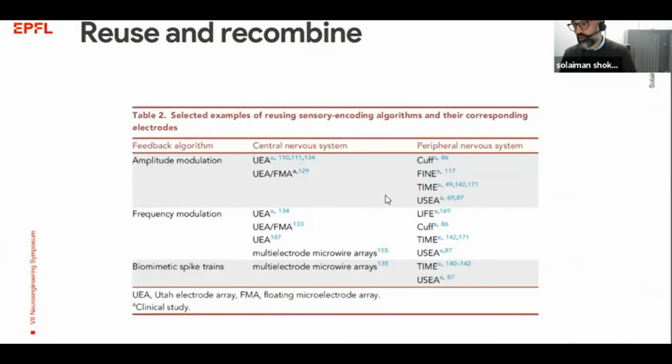Here we have nice examples of how the same encoding algorithm, if you're more from an algorithmic point of view or a computer scientist, has been used for sensory feedback by groups that were working in the central nervous system and groups that were working on the peripheral nervous system. So the amplitude modulation or frequency modulation of the stimulation, or what is called biomimetic spike train, this is a bit more complicated, but the same algorithms were used with different kinds of electrodes. So the electrodes don't even matter, but they were used both to give feedback through the brain or to the nerves. So once again, once you have a breakthrough in one of these domains, it could be used by researchers in another domain. And I think this could be maybe interesting for future researchers.